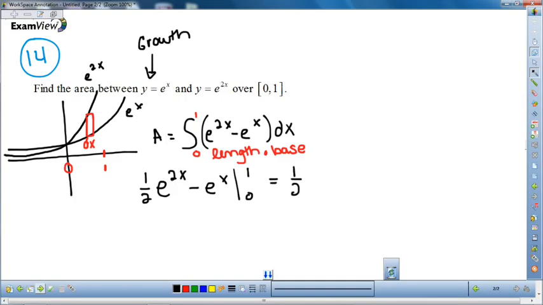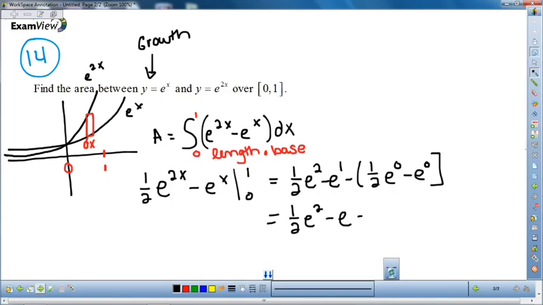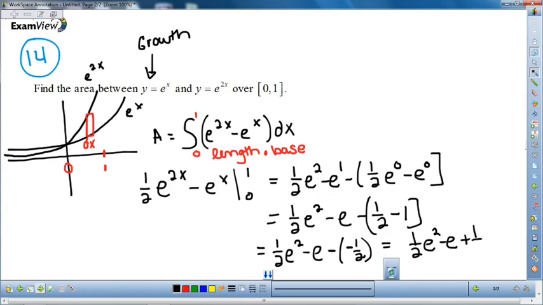So if we substitute 1 and 0, remember that you substitute 1 minus substitute 0, and we simplify, we get 1/2 e squared minus e plus 1/2.